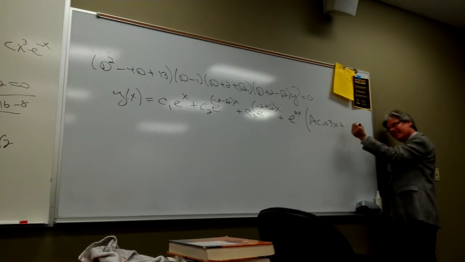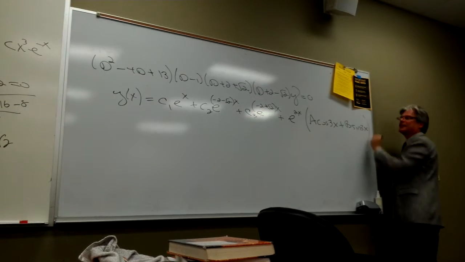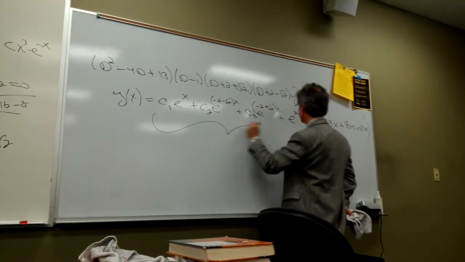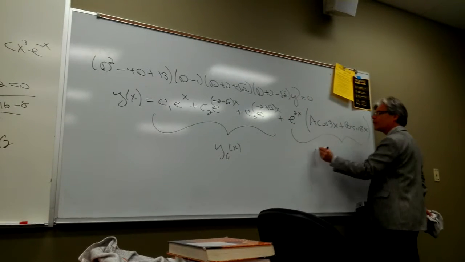Plus b sine 3x. Oh, I think we're done. Okay. And I think I also have my complementary solution. And I have my particular solution. Well, my trial particular solution.